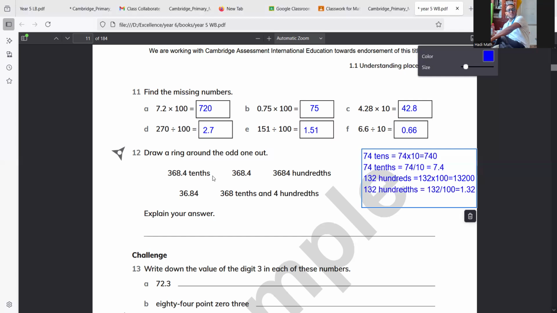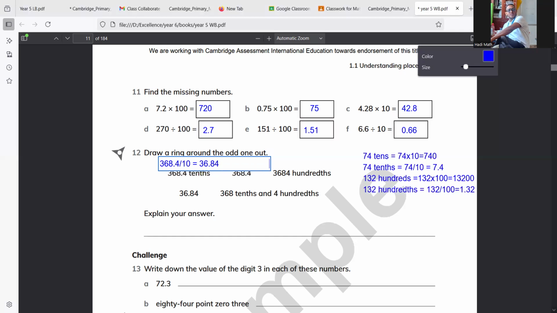So here, this number, 368.4, it is tenths with the THS. That means it is divided by 10. So you say 368.4 divided by 10. And when we divide by 10, decimal point jumps one place to the left. So it will be 36.84. This number here, you don't need to do anything because there is nothing mentioned. They just say 368.4. Nothing mentioned, so nothing to do.